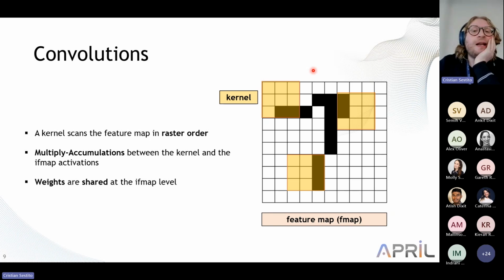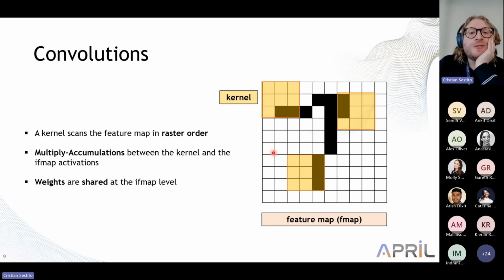Now, these kernels scan the image in raster order. So we scan from the top to the bottom and from the left to the right. The key type of operation that the kernel executes with the image, which is called the feature map, is multiply accumulation. So a series of multiplications and accumulation of all the products.